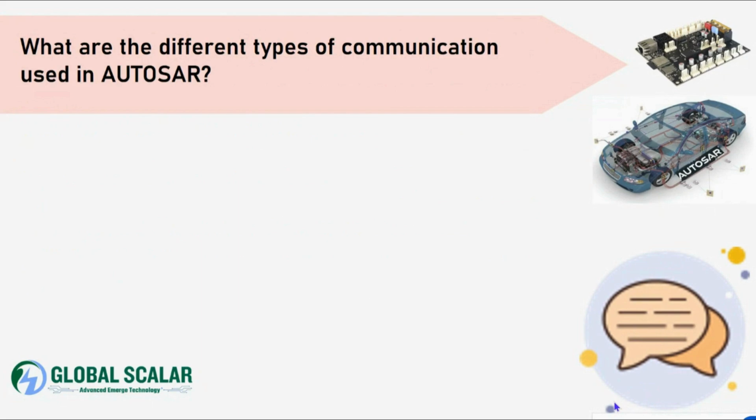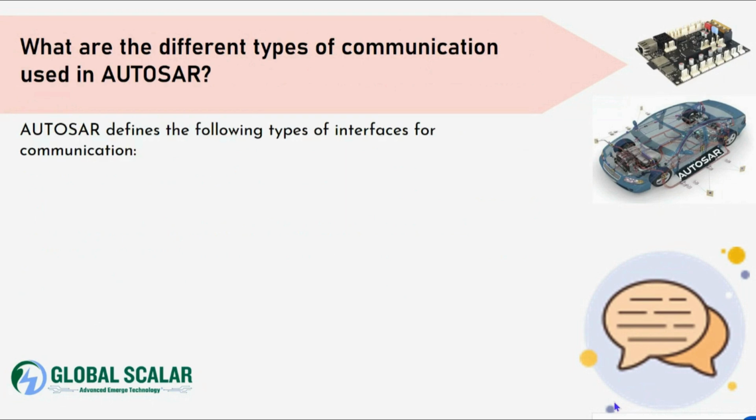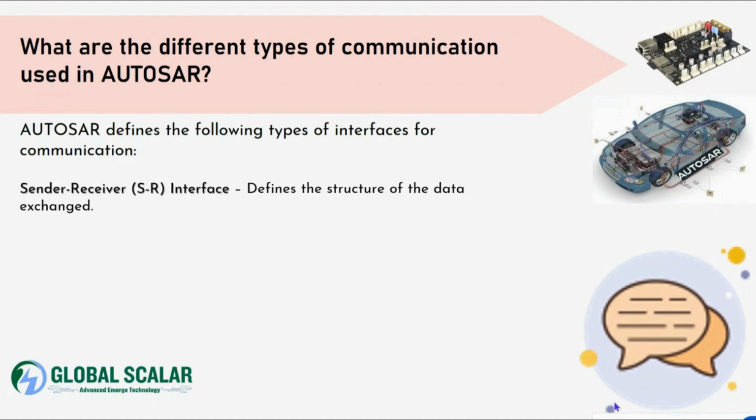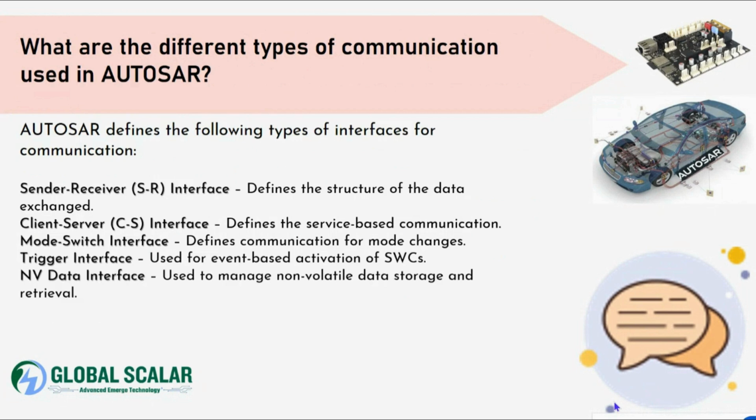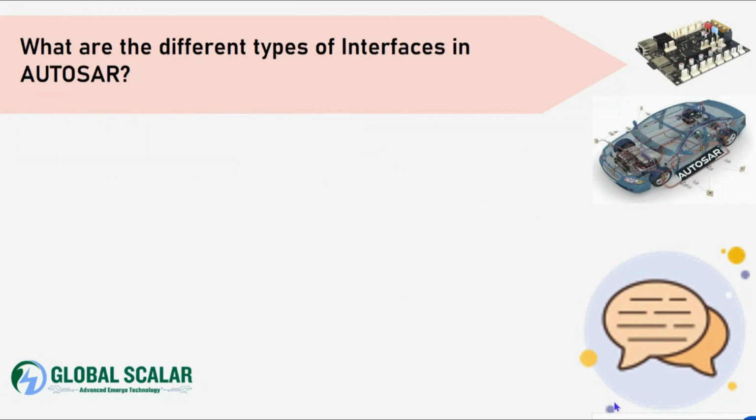What are the different types of communication used in AUTOSAR? AUTOSAR defines the following types of interfaces for communication. The sender-receiver port interface defines the structure of data exchange. The client-server interface defines service-based communication. The mode switch interface defines the communication for mode exchange. The trigger interface is used for event-based activation of SWCs. NV data exchange is used to manage non-volatile data storage and retrieval.